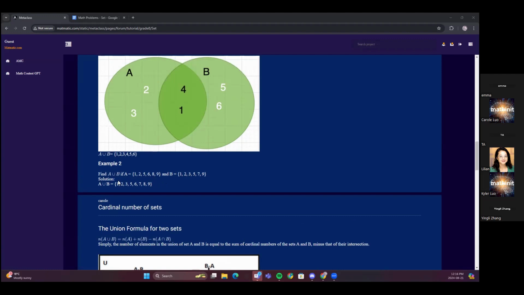Example, set A has 1, 2, 5, 6, 8, 9. And set B has 1, 2, 3, 5, 7, and 9. And since in this set there's some overlapping elements being 1, 2, 5, and 9, you must subtract these elements from the final answer. So there's not going to be 1 2 times. It's just going to be 1 once. So A union B will be 1, 2, 3, 4, 5, 6, 7, 8, 9.